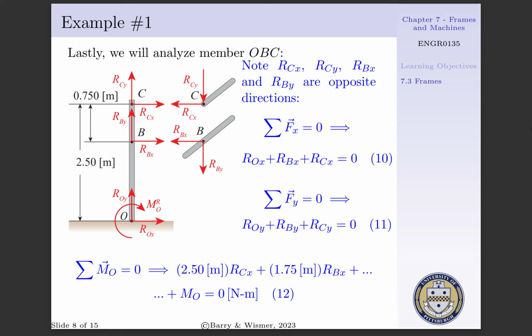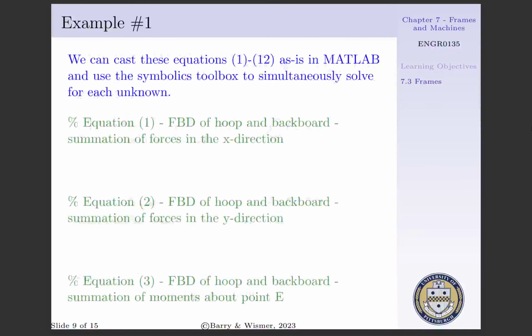Lastly, we will sum our moments about point O and set this equal to 0. RCX is going to act on a moment arm of 2.5 meters, creating a clockwise rotation, whereas RBX will act on a moment arm of 1.75 meters, creating a clockwise rotation, and we'll have a reactionary moment M sub O, creating a clockwise rotation. This will create a net 0 Newton meter couple acting on our system. We will call this equation 12. We can cast these equations 1 through 12 as is in MATLAB using our symbolics toolbox, and then we can simultaneously solve for each unknown.